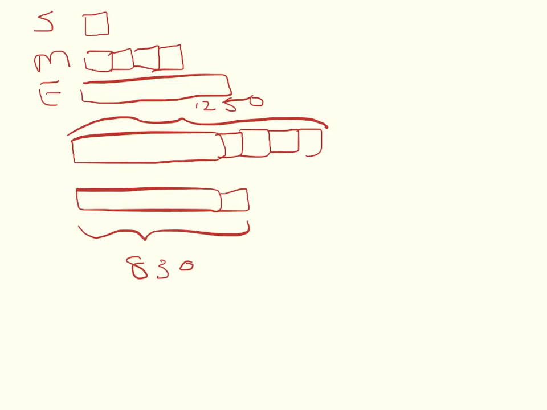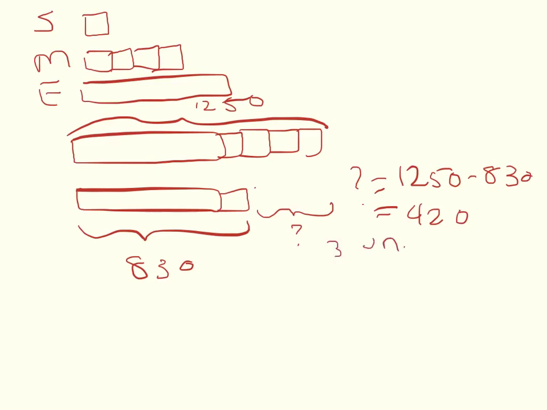So if I look at these two pictures, they differ by this amount, so that amount would equal the difference between 1,250 and 830, which is 420. So that's 3 units is 420. So 1 unit would equal 420 divided by 3, which is equal to 140. But the question is, how much did Ella have?